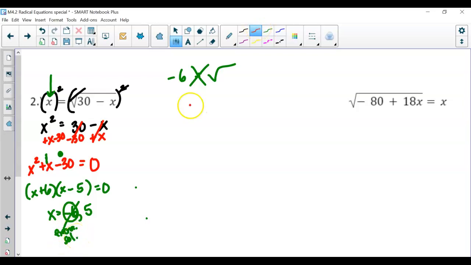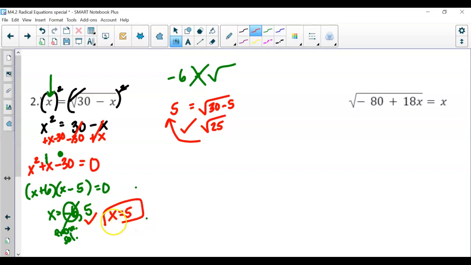So now let's check. Can our radical equal the other x value, which is 5? Yes, we're good, because then if you notice, you have 30 minus x, 30 minus 5. Well, that's 25. Well, what's the square root of 25? 5. So it works. We're good. So x is only equal to 5 because negative 6 is extraneous. Because again, remember, negative 6 cannot equal a radical. So go ahead and pause the video and try the you-try on your own.